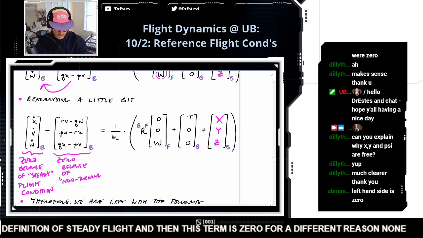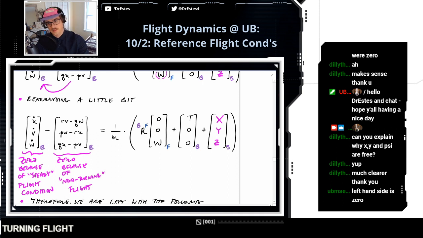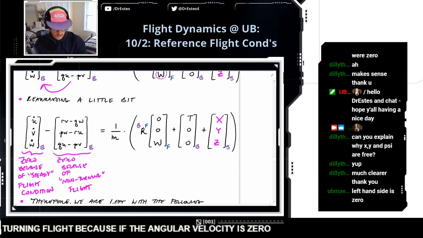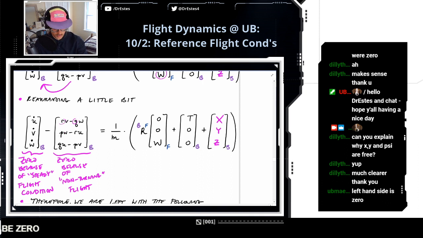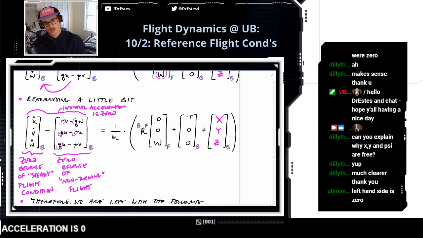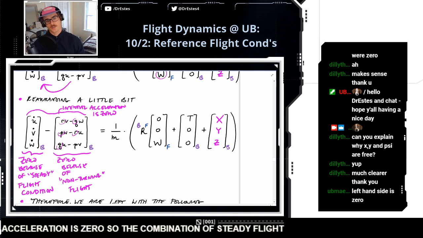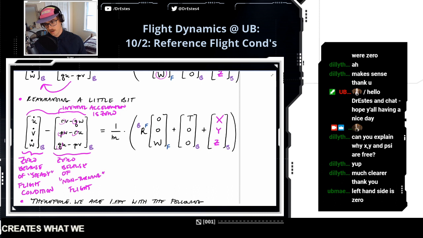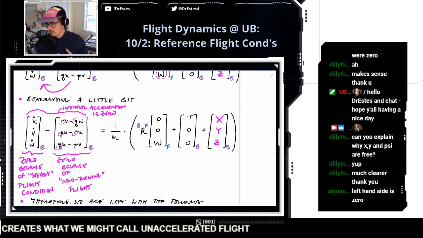Non-turning flight. Because if the angular velocity is zero, then R is going to be zero, Q, P, R, Q. Yeah, so that's going to go to zero. And if you combine both of these together, it means the inertial acceleration is zero. So the combination of steady flight with non-turning flight creates what we might call unaccelerated flight. Okay.